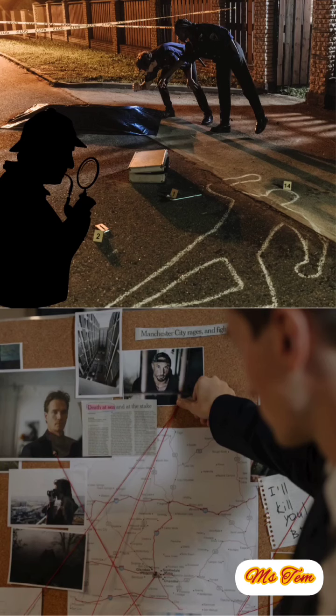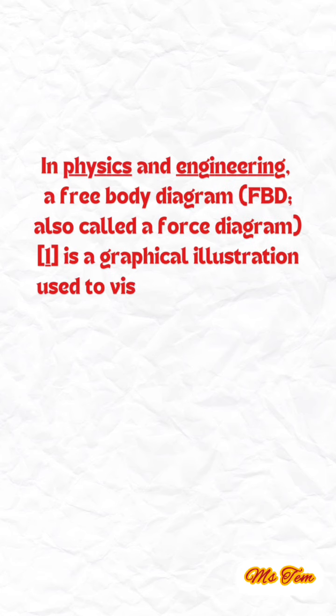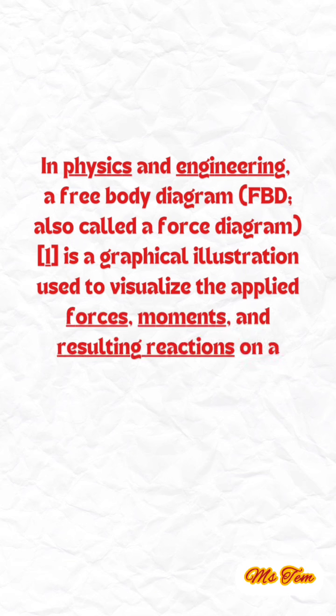Think of it as a detective's sketch of forces acting on an object. We isolate the object like a suspect in a crime and draw arrows representing all the forces affecting it. In physics and engineering, a free body diagram, also called a force diagram, is a graphical illustration used to visualize the applied forces, moments, and resulting reactions on a body in a given condition.